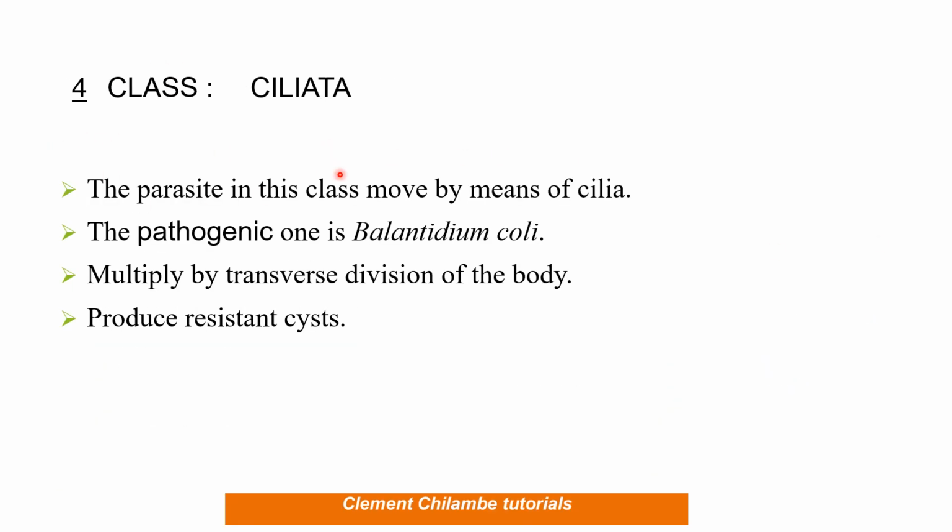Then class Ciliata. Under class Ciliata, the parasites in this class move by means of cilia. From the name itself, class Ciliata. So the pathogenic one is Balantidium coli. Balantidium coli is under class Ciliata. These multiply by transverse division of the body and they produce resistant cysts. So this is under class Ciliata. Nothing complicated, just a description of what class Ciliata under medical protozoology is.